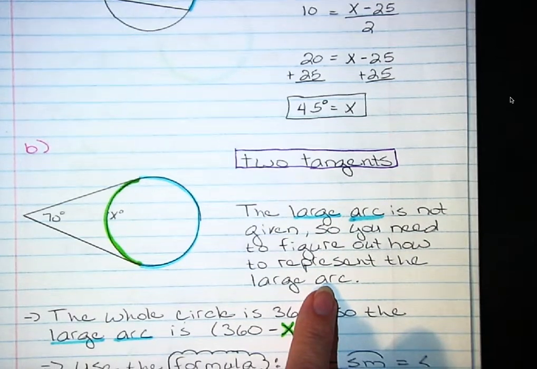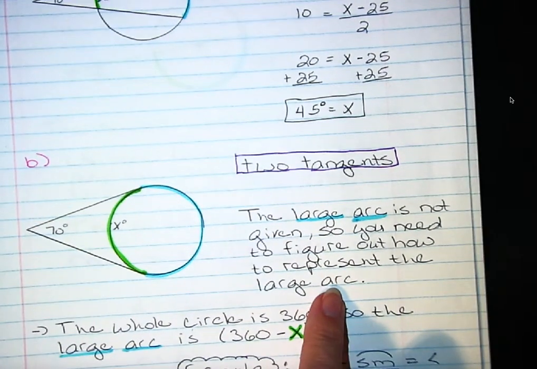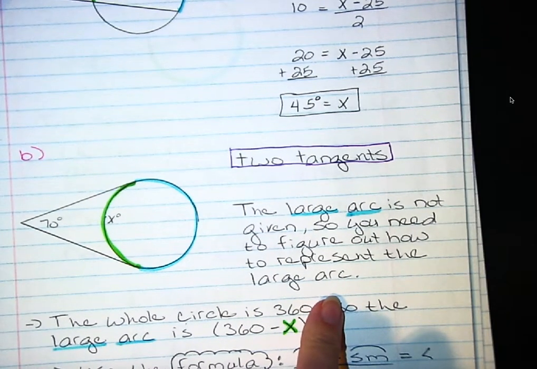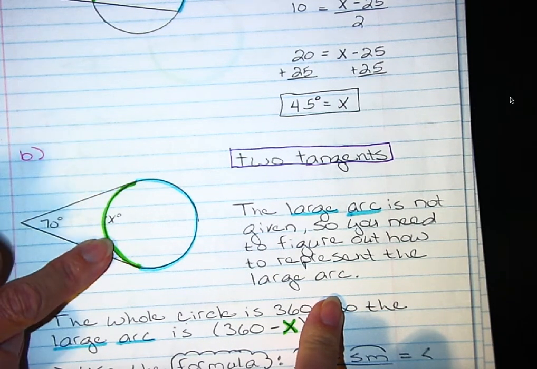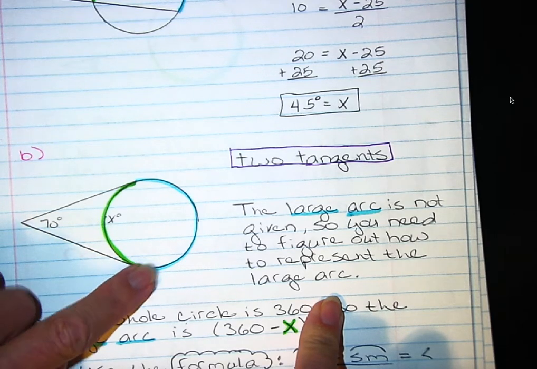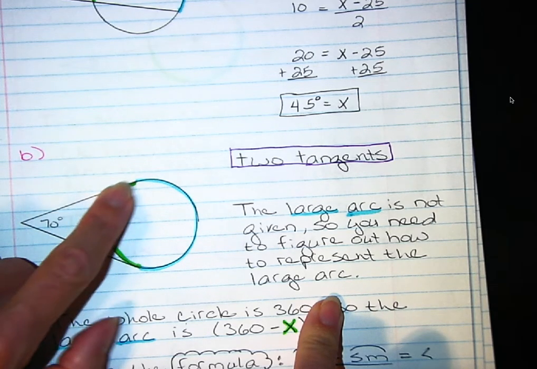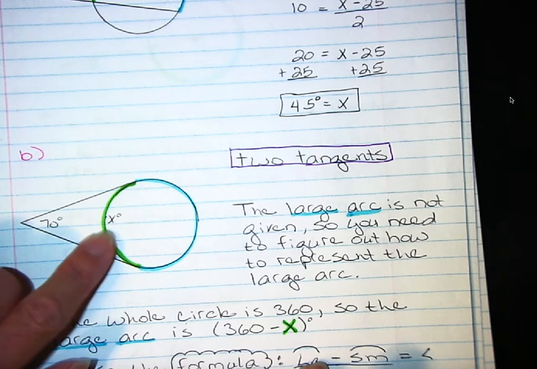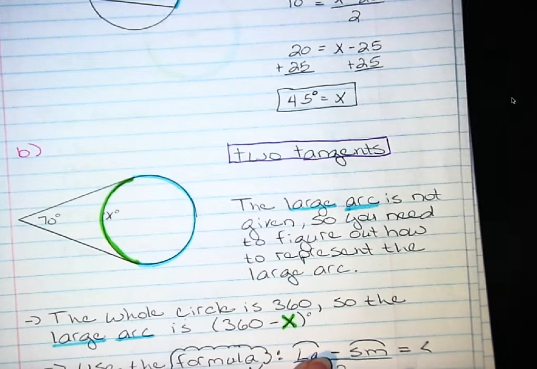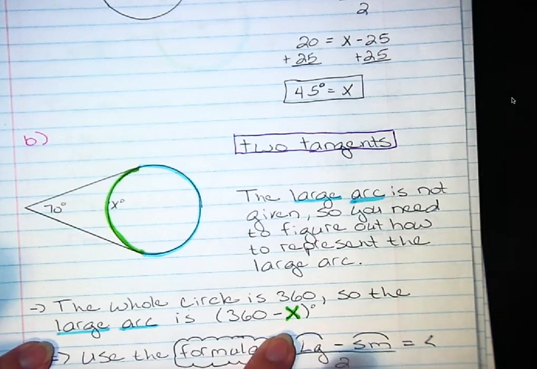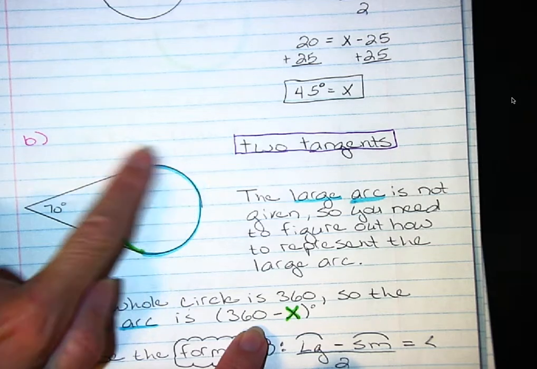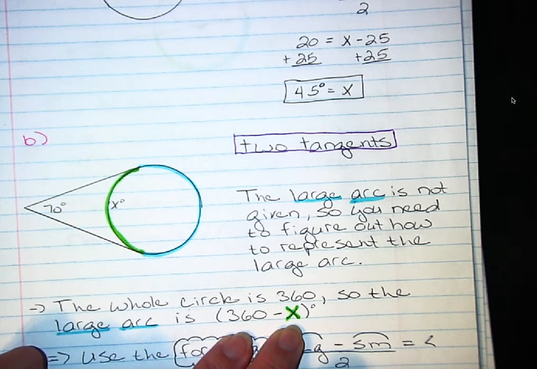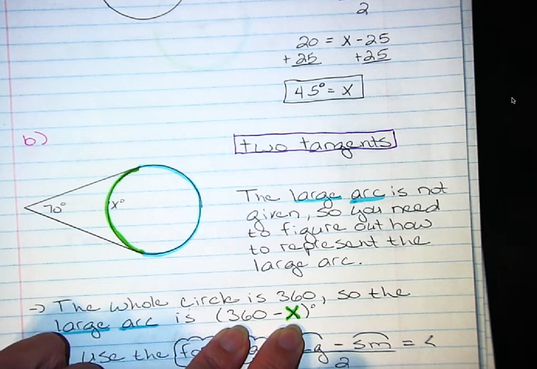The larger arc is not given in this example, so we have to figure out how we're going to represent that. Okay, we're looking for the smaller arc, but I know in this one, the smaller arc plus the larger arc have to equal my entire circle, so that would be 360 degrees. So we're going to let the larger arc be 360 degrees minus the smaller arc, which is our x. So 360 minus x is going to represent our larger arc.